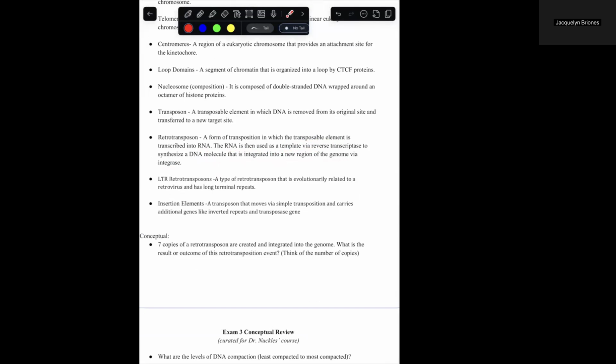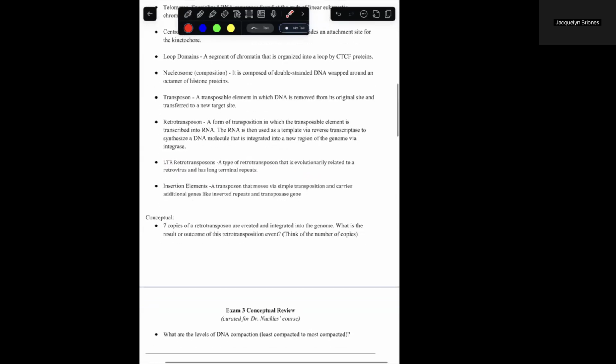LTR retrotransposons, a type of retrotransposon that is evolutionarily related to the retrovirus and has long terminal repeats, hence the LTR. Insertion elements, a transposon that moves via simple transposition and carries additional genes like inverted repeats and the transposase gene.